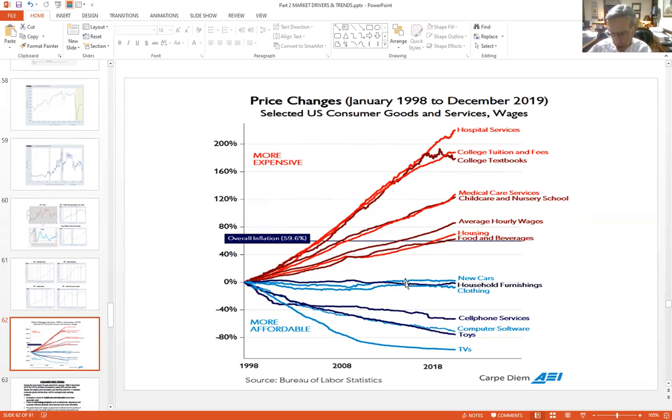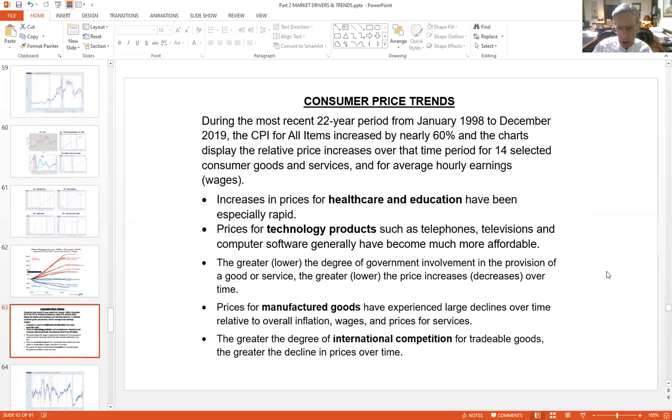New cars have dropped in their prices a little bit. Clothing, as we noted earlier, a little bit. Cell phone services have dropped a lot, maybe 40% or even more. Computer software, toys, and TVs especially. Why? Because TVs, cell phones, and so forth are made in Asia, where hourly labor rates are lower, right? So here we have consumer price trends.